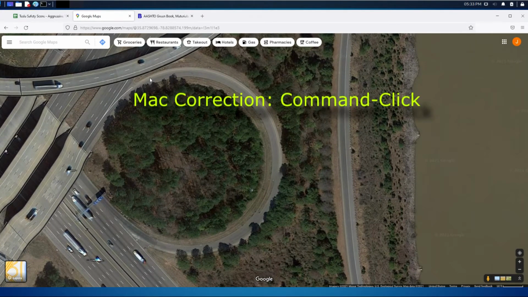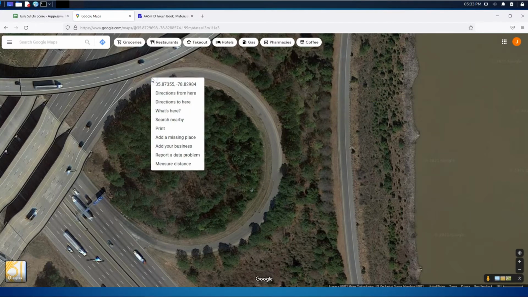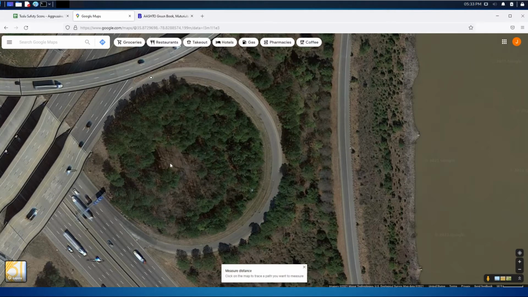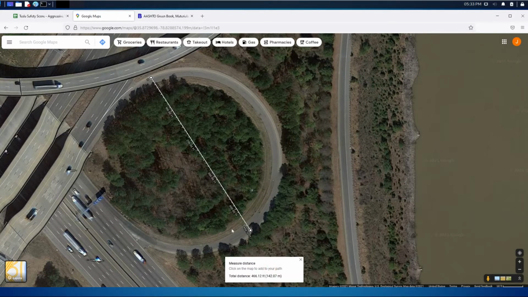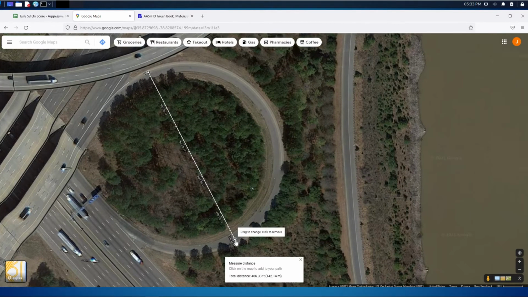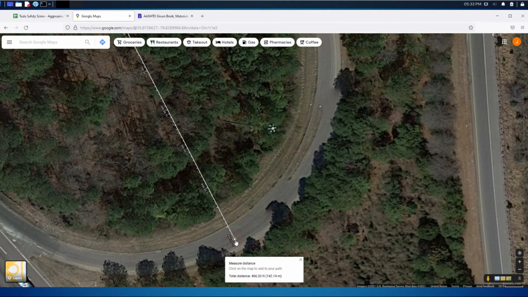If I was on a Mac, I would use Option Click, but I'm on Windows, so I'll right-click and select Measure Distance. And then I'll go to the other side of the on-ramp in a circular spot. I don't want the entry and the exit. And I'll right-click again, and I'll select Distance from here. And as long as I'm on the curved spots and going through the middle of the circle, I should have a rough idea of the diameter of this on-ramp.